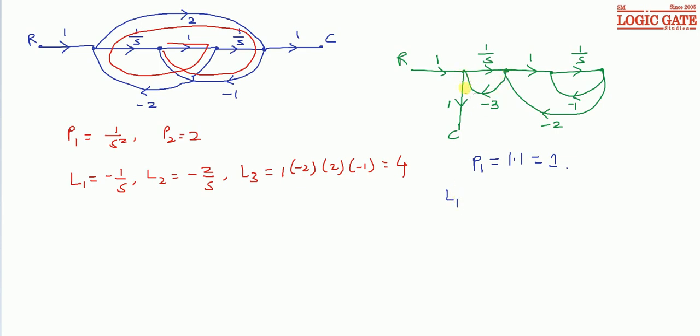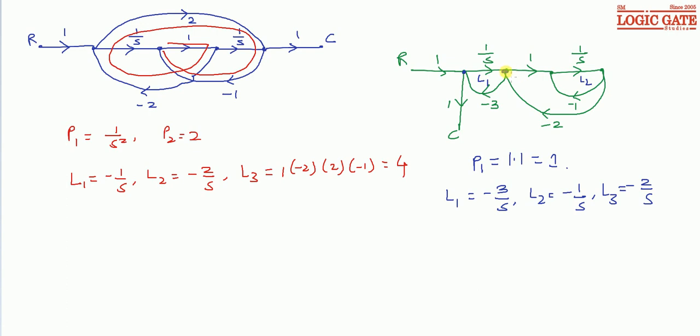One loop is 1 by s, minus 3, so gain is minus 3 by s. Second loop is 1 by s, minus 1, so gain is minus 1 by s. Third loop is 1 by s, minus 2, so gain is minus 2 by s. Now we can see the first loop, this one is L1, and the second loop is L2.